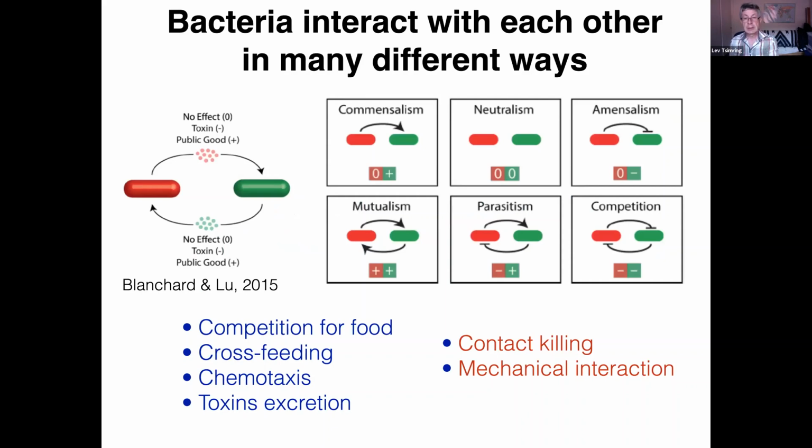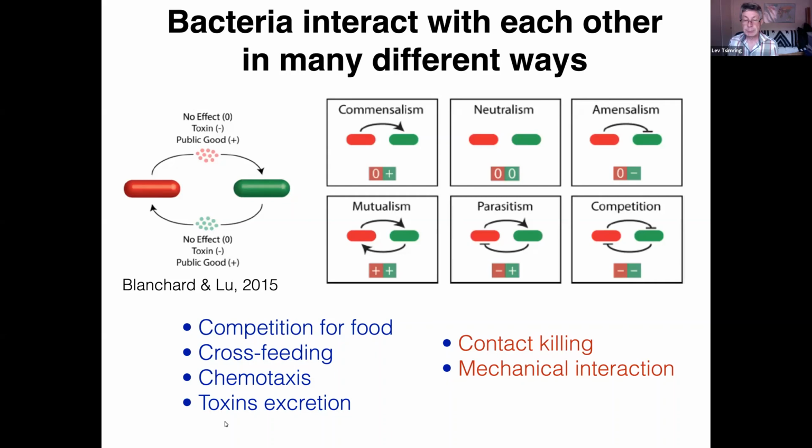Some of these typical mechanisms of interaction are listed here. This is the work of our former grad student, Tim Lu, where he basically listed all possible variants of how cells can promote each other. So it's commensalism or neutralism, where they don't care. When one is suppressing another, it's called amensalism, and then there are mutualism, parasitism and competition.